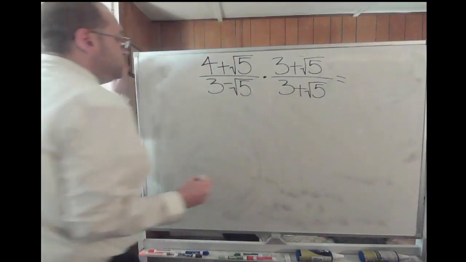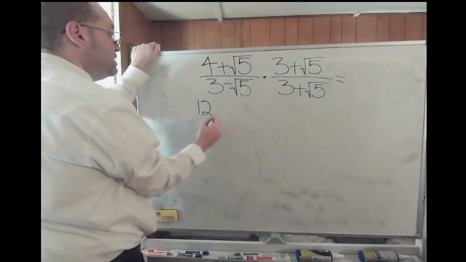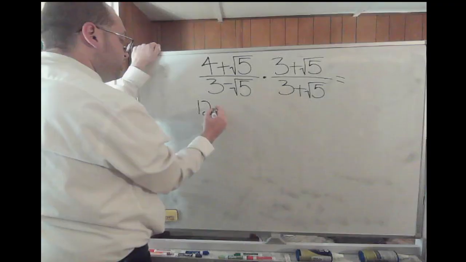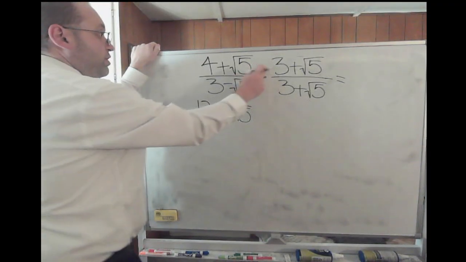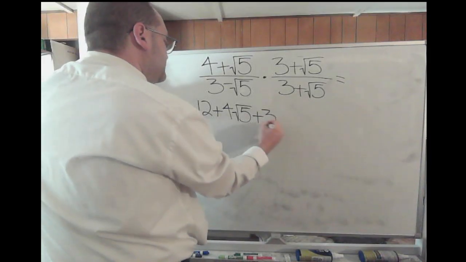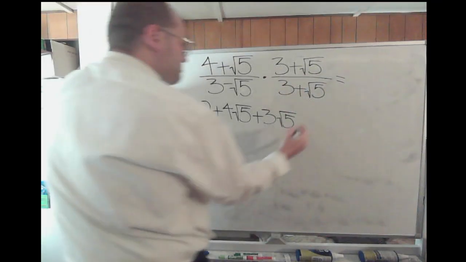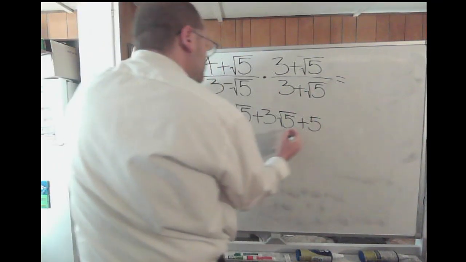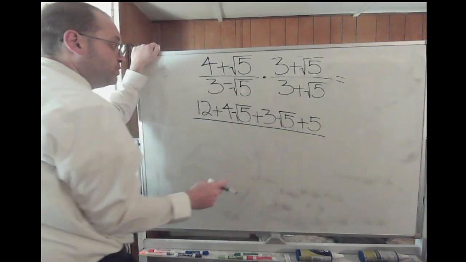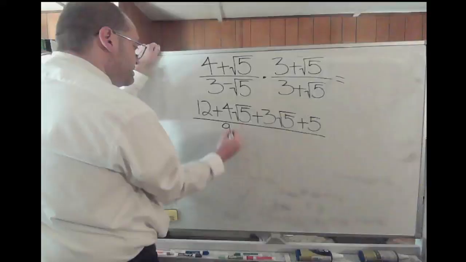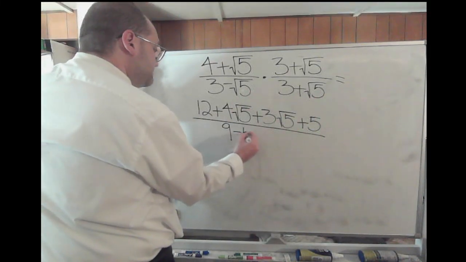Okay, so now in the top we have to FOIL. So 4 times 3, that's 12. Then you have 4 times the square root of 5, so that'd be plus 4 times the square root of 5. Then you have square root of 5 times 3, so that'd be plus 3 times the square root of 5. Then you have square root of 5 times square root of 5, that'd be plus 5. So we FOILed the entire numerator. Now the denominator is just a difference of 2 squares, so 3 times 3 is 9. Then you have negative square root of 5 times positive square root of 5. Well, that ended up being minus 5.